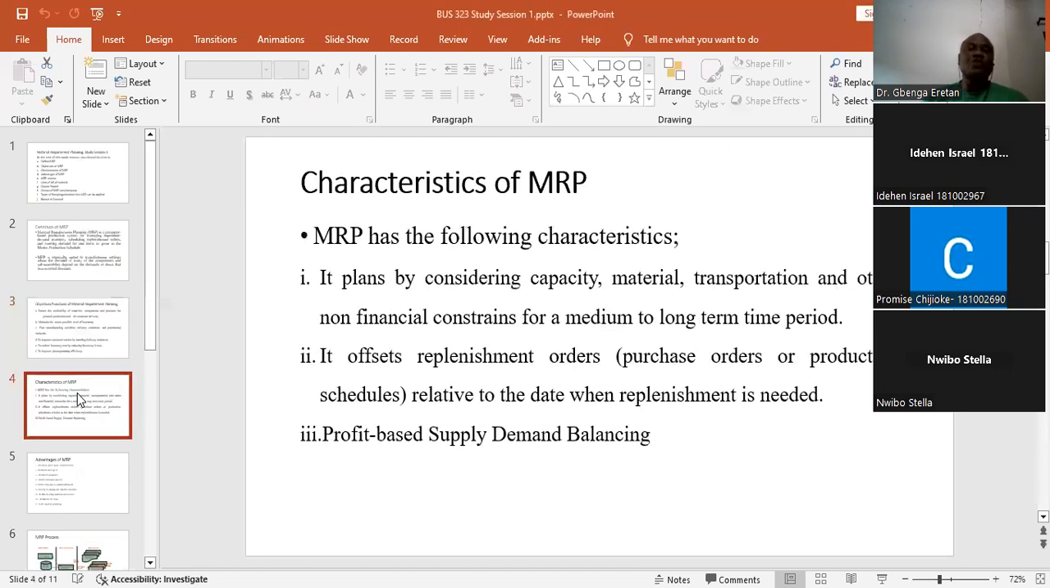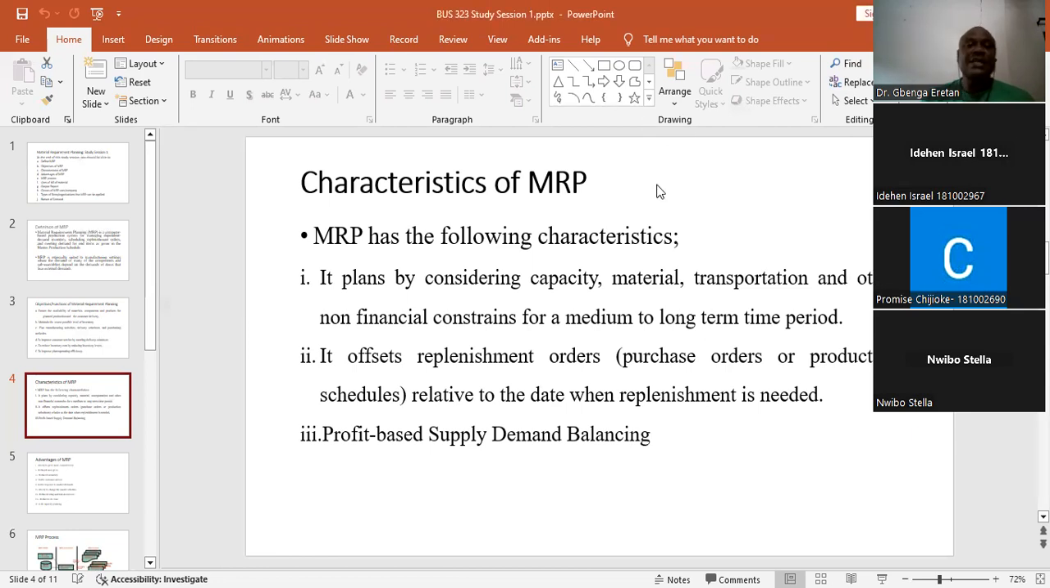We now move on to the characteristics of material requirement planning. Here, we are able to state 3 characteristics of material requirement planning. We should also take note that characteristics can be referred to as features of material requirement planning.